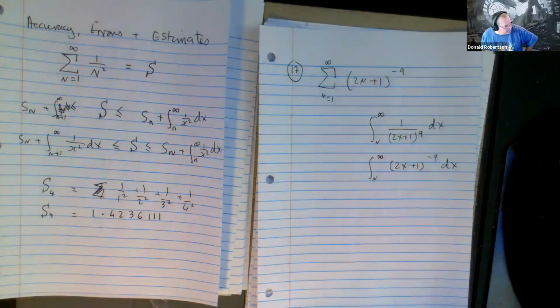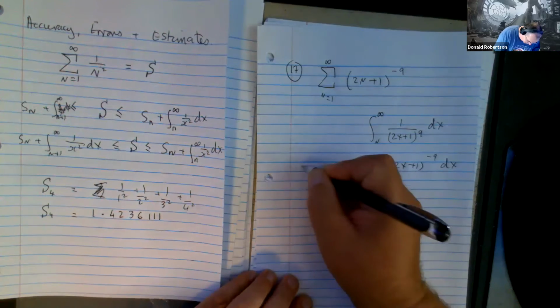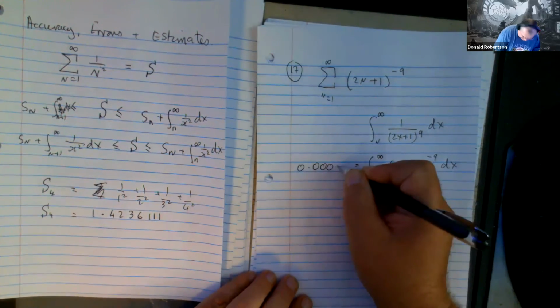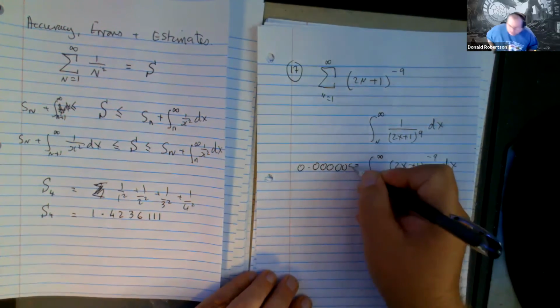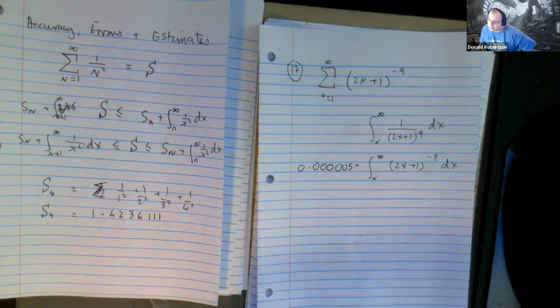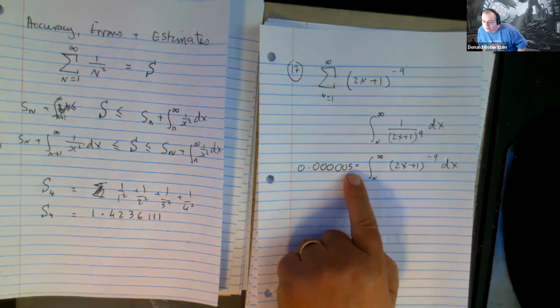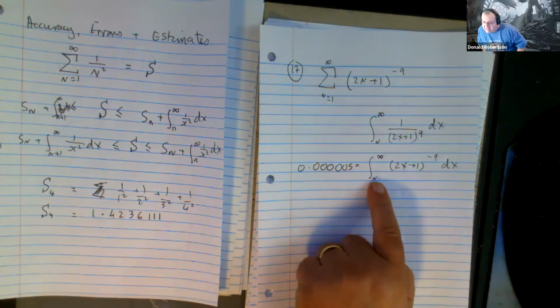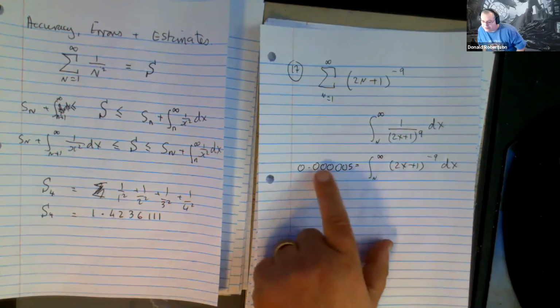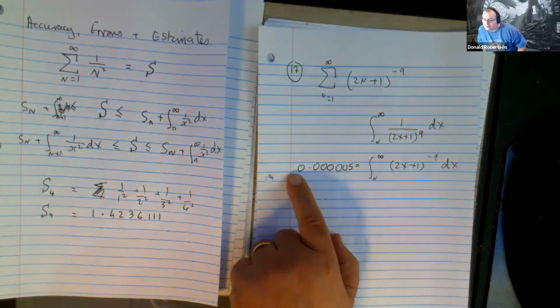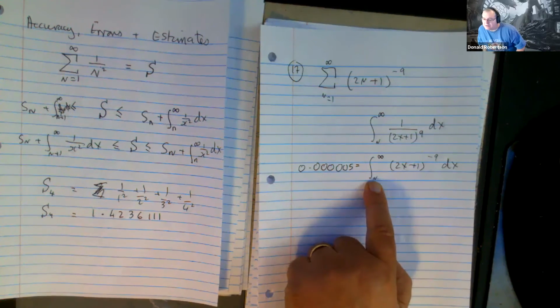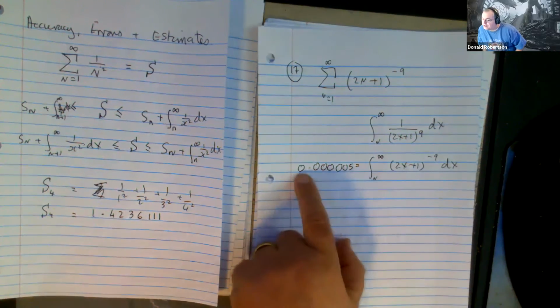Now, if you want the answer to be correct to 5 decimal places, then don't you want this fella to be 0.00005, 5 zeros and a 5? Don't you want the 6th decimal place to be a 5? That way, when you round it off, it's going to work, right? So basically, our problem is, what does n have to be equal to for this integral to be that small? That's our problem.